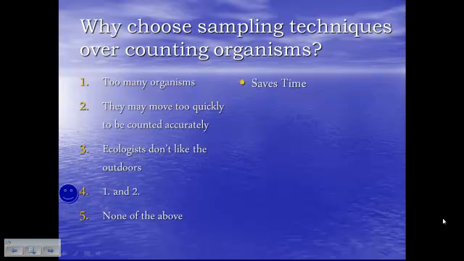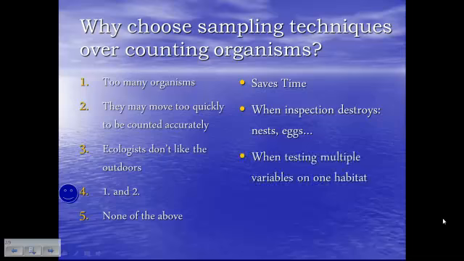Why? Because sampling techniques save time. It stops us from either destroying or interrupting the natural cycles of organisms. And also, when we're testing multiple variables at one time on one habitat, we don't have time to count every organism. And it's best to see the observations in one location over a given time instead of trying to hop from one location to another to another.